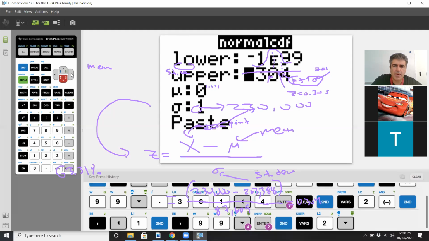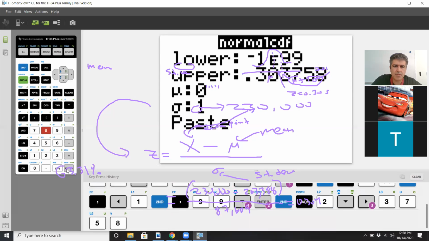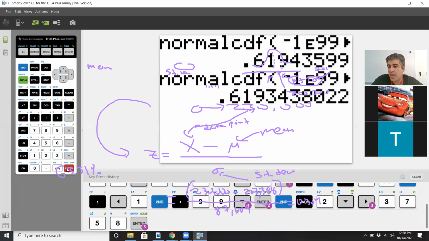Maybe I need to be a little more accurate. Let me do 0.03758. Okay, so maybe the table's a little off. So be it. That table I shared with you guys. So that's the percentile then. So we just go with the calculator. It's going to be a better way to do it.